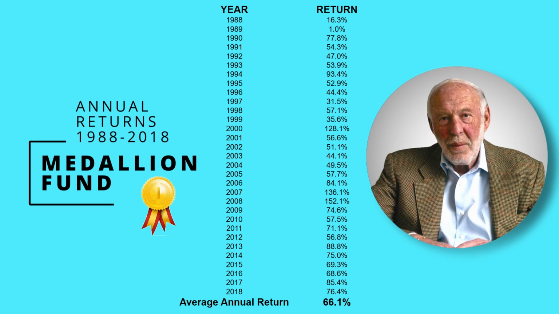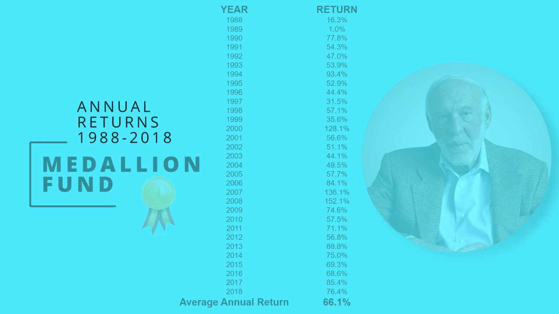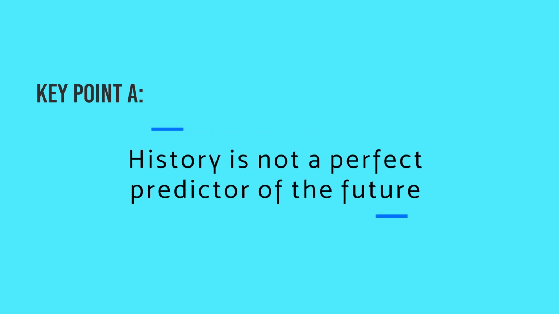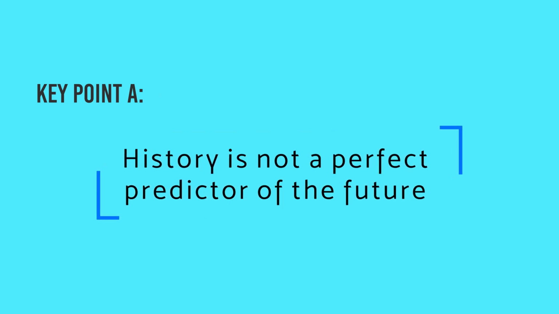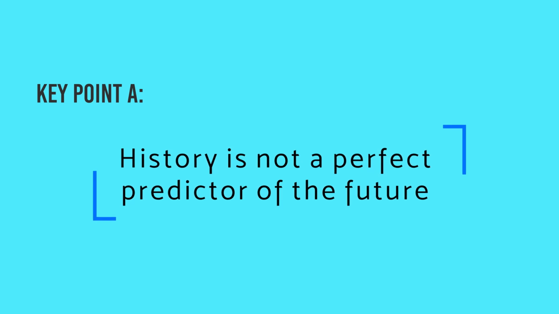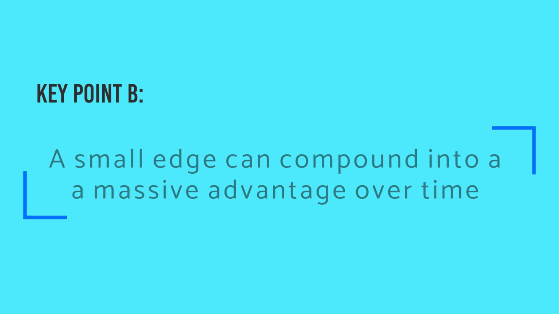With that being said, this is a perfect time to talk about 2 key points that separate a great quant trader and a quant hedge fund, like the Medallion Fund, from the poor ones. Firstly, history is not a perfect predictor of the future. Even if you have uncovered a historic pattern, it is likely to only give you a small edge on any given trade. Secondly, a small edge can compound into a massive advantage over time.